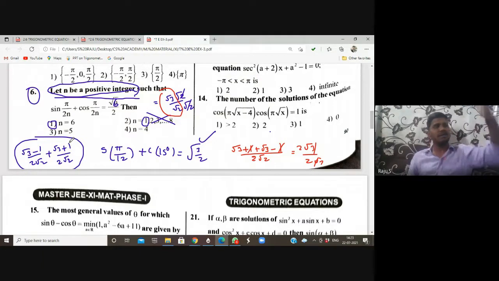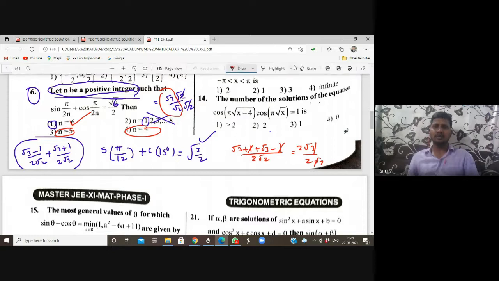You can write all the values on one chart. You can paste it at any one place in your personal room. So just 5 to 10 minutes, you can revise every day. Okay, fine. So when n is equal to 6, then it is correct. So for n equal to 5 and 4, LHS is not equal to RHS.